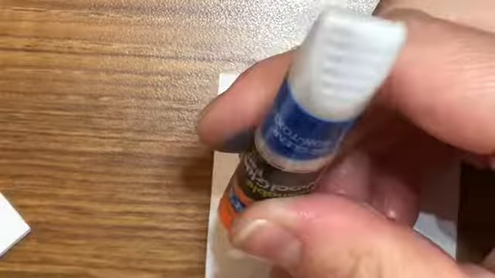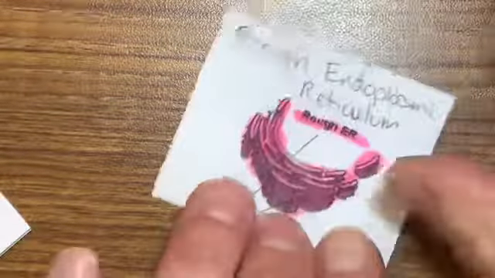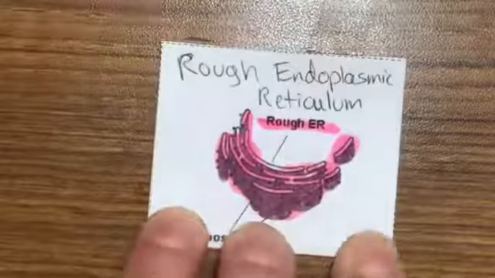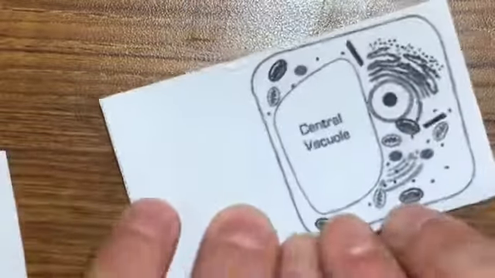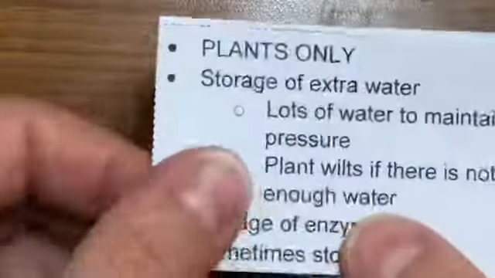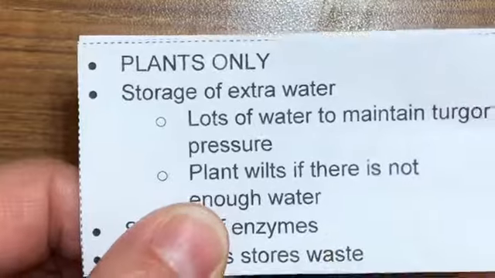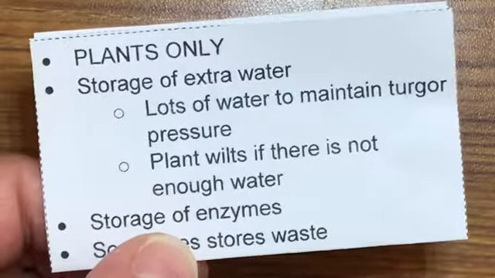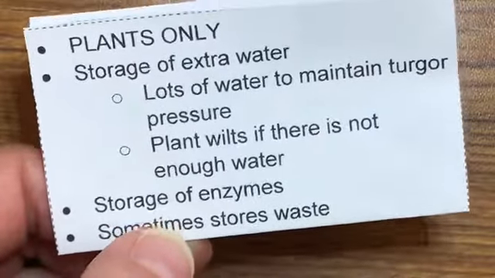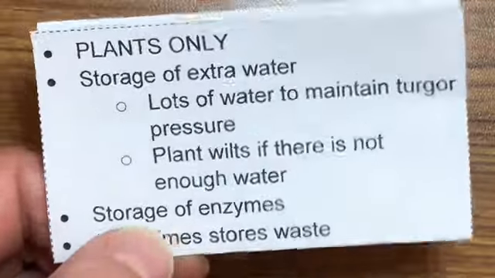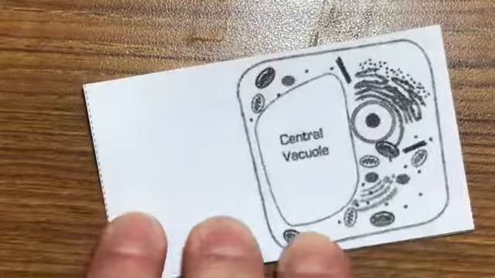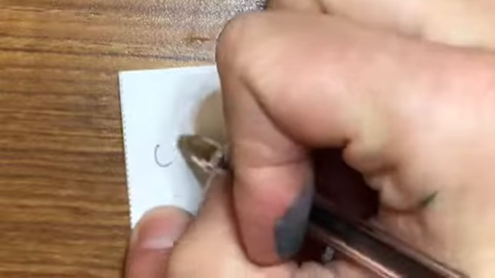Go and put glue on the 3 sides and glue it flat. Okay. Plants only. Storage of extra water, lots of water to maintain turgor pressure. Plants wilt if there's not enough water. Storage of enzymes, sometimes stores waste. We are describing what is called the central vacuole.